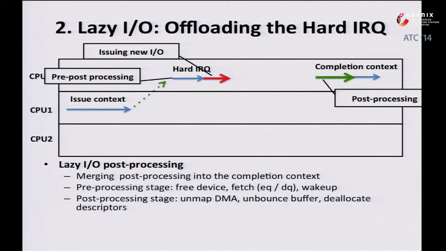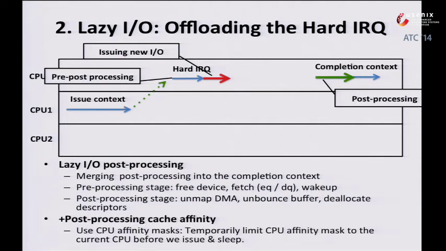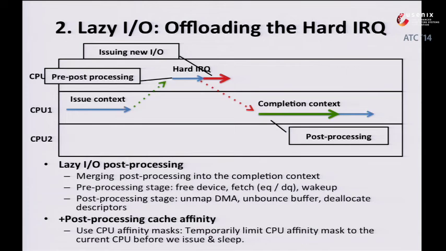Additionally, we try to maximize cache hits by using a CPU affinity mask instead of introducing IPIs. The CPU affinity mask is limited to the current CPU before an I/O is issued and the issuing thread goes to sleep. This prevents the I/O thread from being scheduled on another CPU when waking up. It just wakes up on the same CPU. And then, in the interrupt, the CPU mask is restored as it was before. With all of this, in effect, we are offloading the hardware interrupt handler without introducing any new context switches.